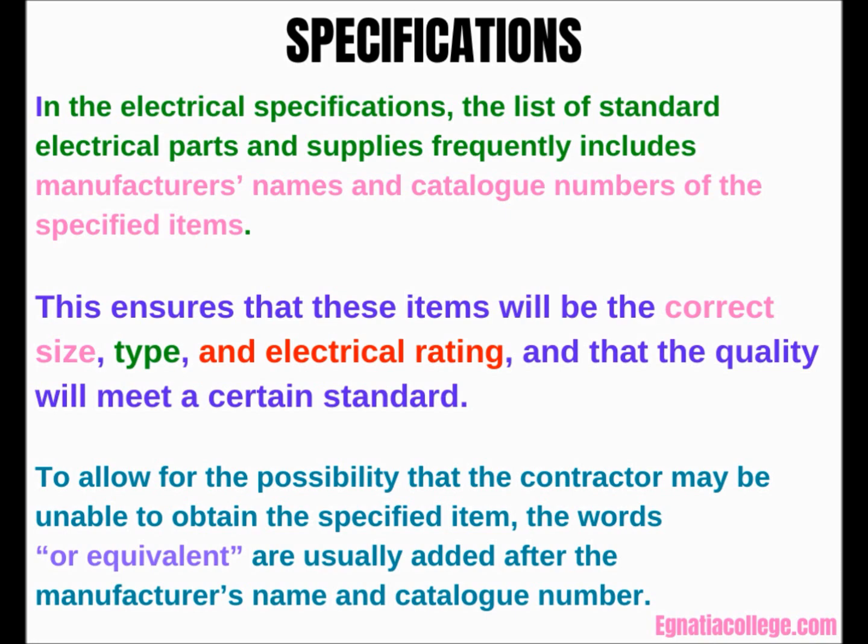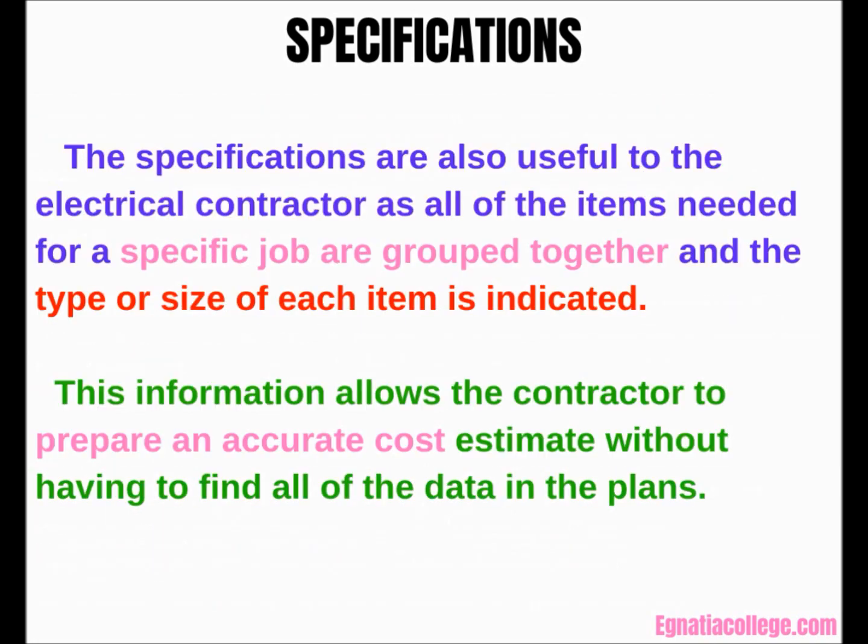The specifications are also useful to the electrical contractor as all of the items needed for a specific job are grouped together and the type or size of each item is indicated. This information allows the contractor to prepare an accurate cost estimate without having to find all of the data in the plans.